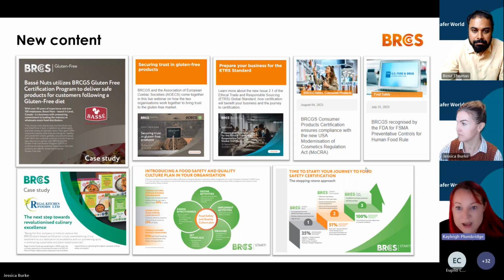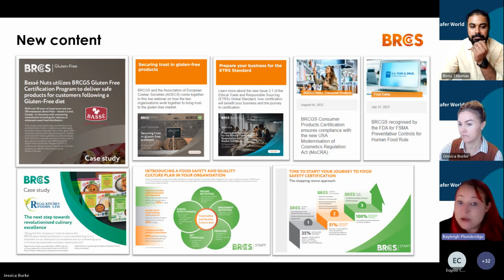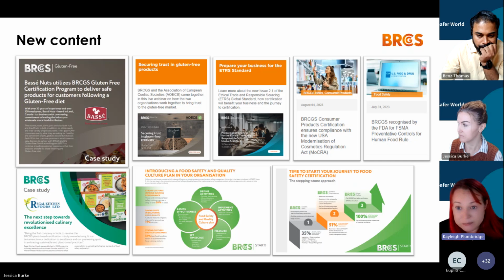And then after those, on the right hand side there, you'll see there are two news items, and these are just examples of things that could inform your messaging around BRCGS. One of them is an article on consumer products, and it provides a comparison table with the new US cosmetics regulation. And the one next to it is around FDA recognition of BRCGS.